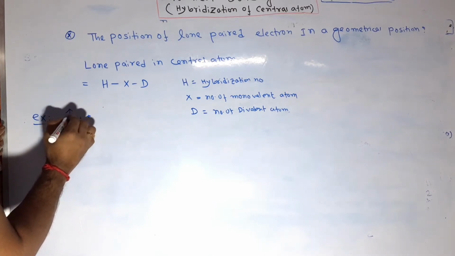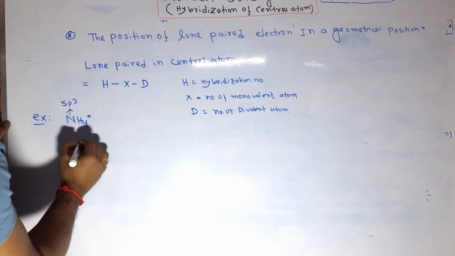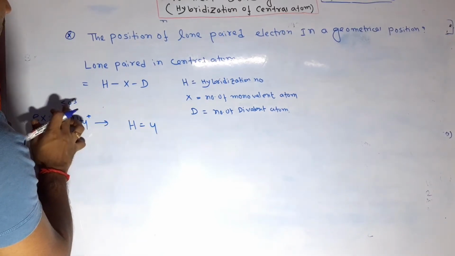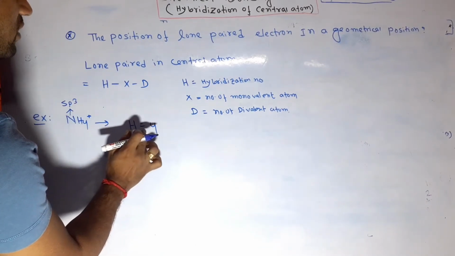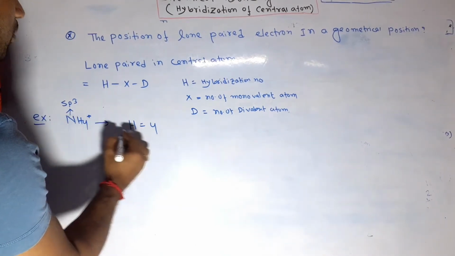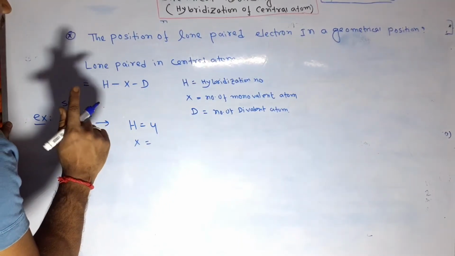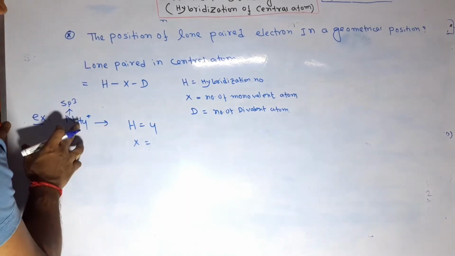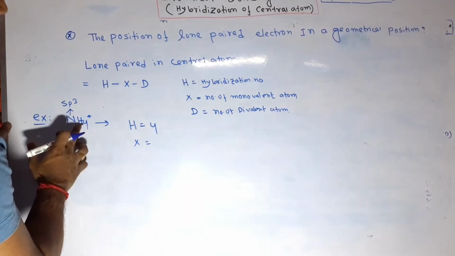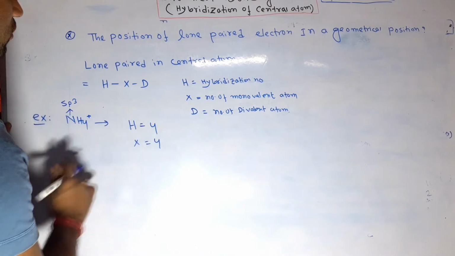For NH4+ we earlier considered the hybridization to be sp3. So the hybridization number of this species is 4. You know that sp3 hybridization is one s and three p, a total of 4 orbitals. So if the hybridization number is 4, then the hybridization is sp3. Number of monovalent atoms: monovalent means atoms with valence electron 1. Hydrogen is monovalent, valency 1. So the total number of monovalent atoms is the 4 hydrogens, so X is 4.